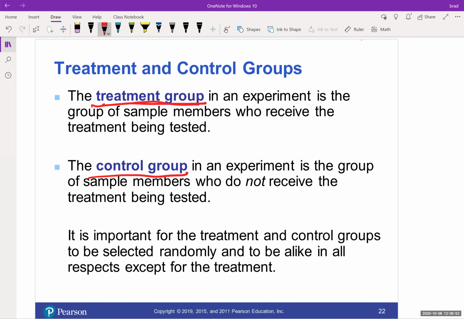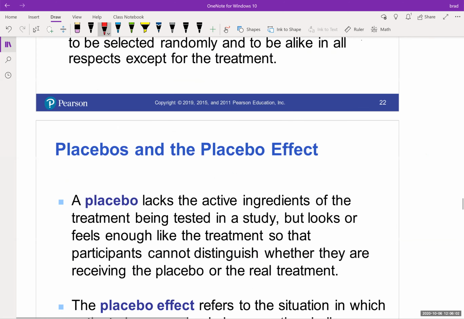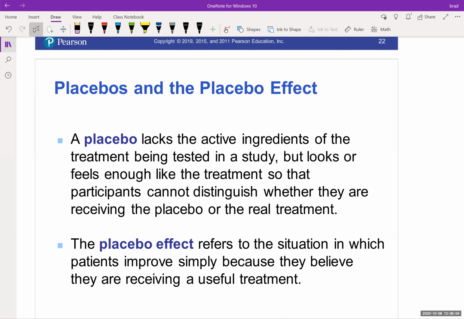Okay. It is important for the treatment and control groups to be selected randomly and be alike in all respects except for the treatment. That way you can tell. That's kind of the problem right now with a lot of the COVID-19 stuff that's going on. Some of the data that people are giving is not related to the other data, so you can't compare them. It's like apples and oranges. But anyway, you just got to be careful with that.